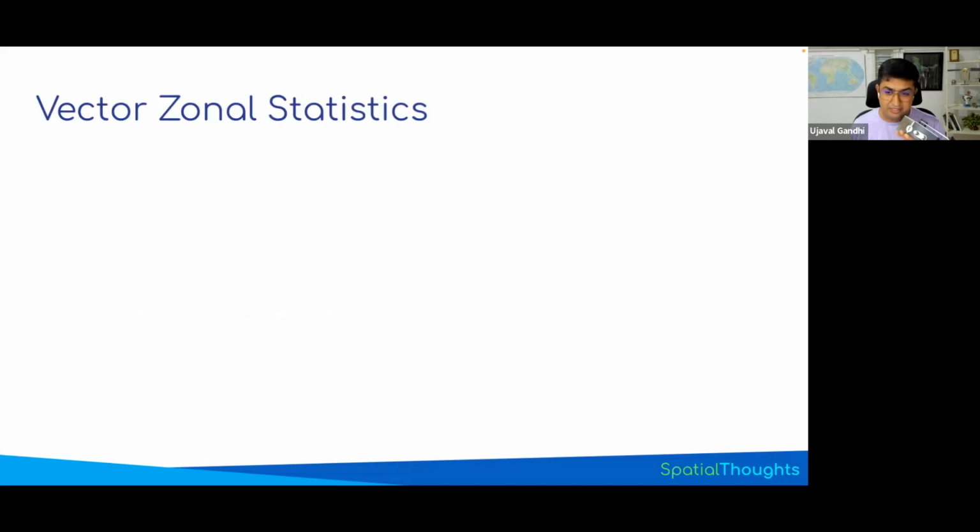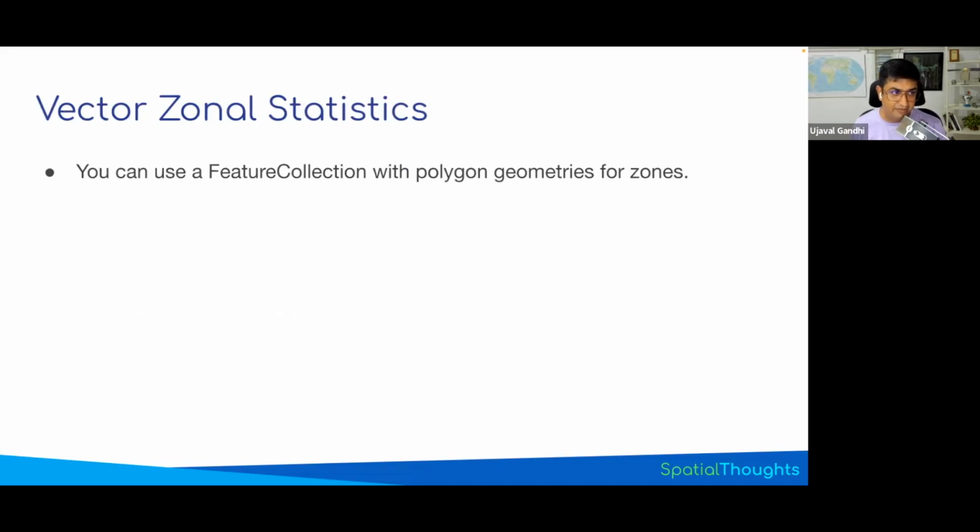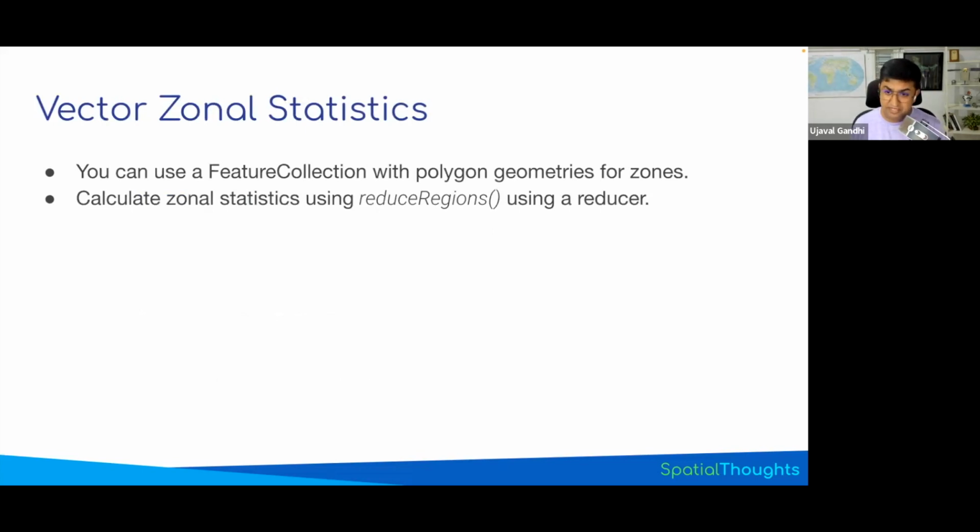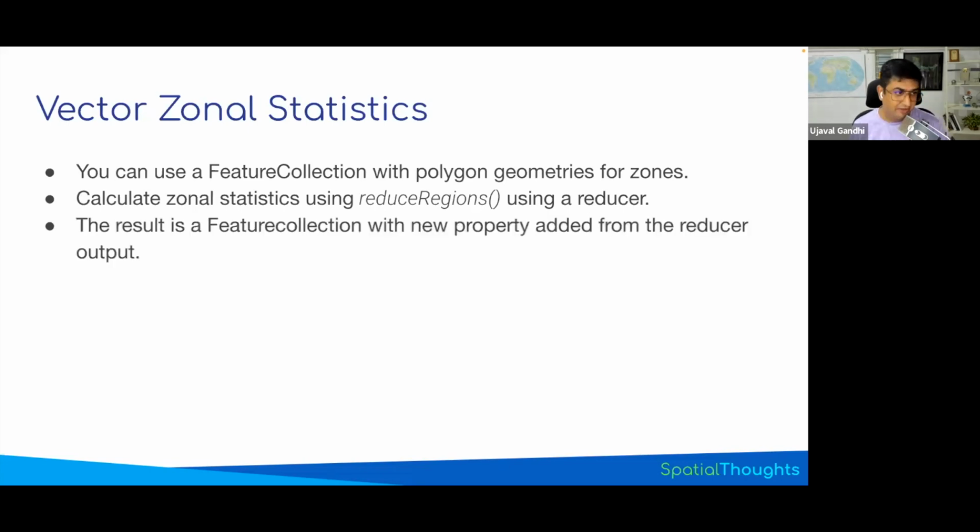Let's learn about how to do this in the vector side first, and then we'll compute the zonal stats using the raster data. We have a feature collection with some polygons for zones, and we use this function reduce regions. Reduce region allows you to compute stats from an image in a geometry. Reduce regions allows you to specify a feature collection, and you will get stats of an image within each polygon. And the output will be the same feature collection with a new property that was generated by the reducer.